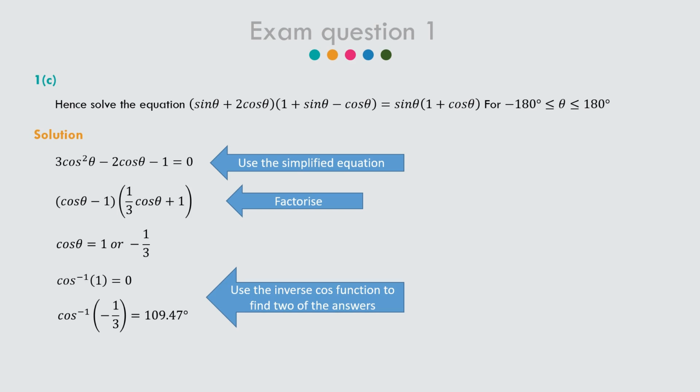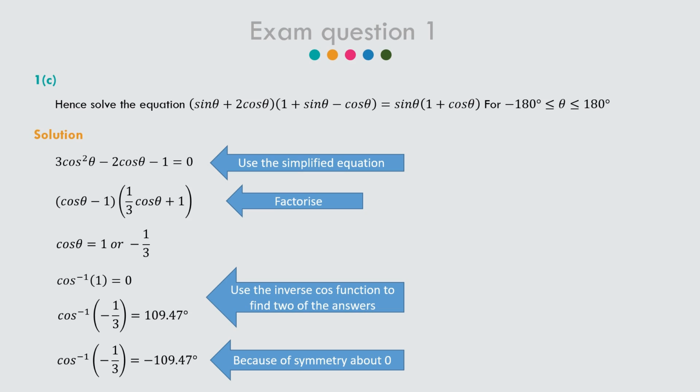Now let's take the inverse of cos of these 2 values to find our first 2 answers. Here you can see that the inverse of cos of 1 gives us the answer 0, and the inverse of cos of -1/3 gives us the answer 109.47 degrees. Now we need to use our knowledge of cos to find the other answers within the range -180 to 180 degrees. Here is the other answer, -109.47 degrees. So, our final answers are theta equals -109.47 degrees, or 0 degrees, or plus 109.47 degrees.